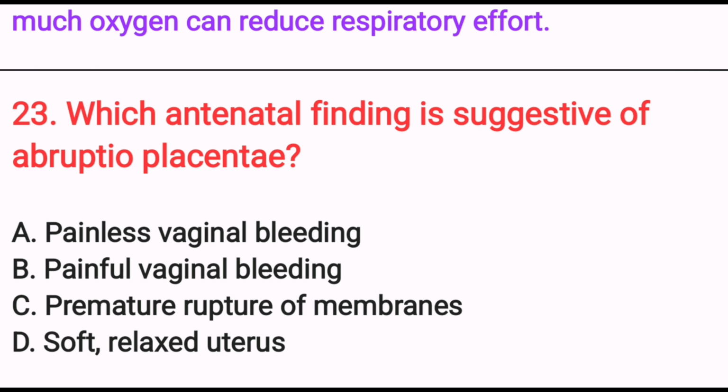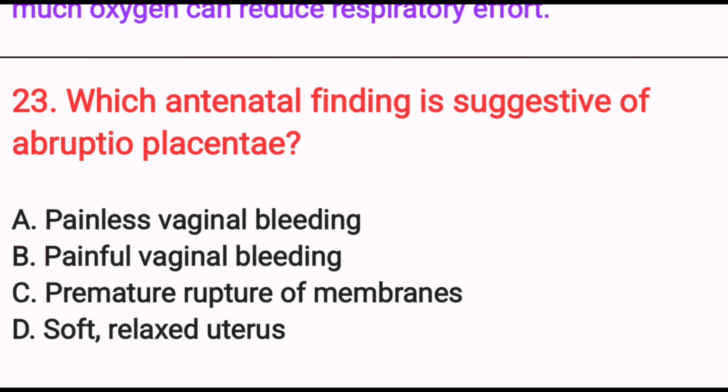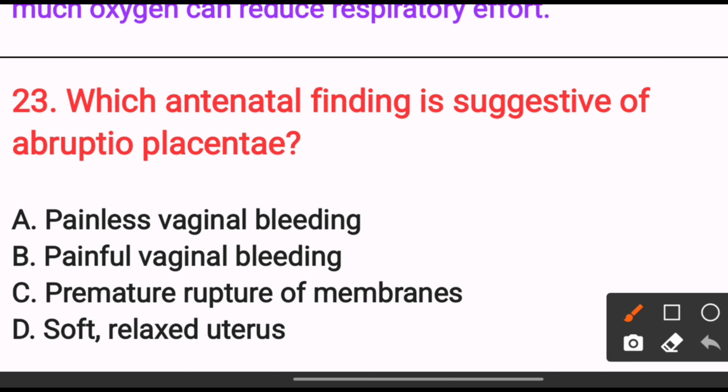Next, which antenatal finding is suggestive of abruptio placenta? Option A, painless vaginal bleeding. Option B, painful vaginal bleeding. Option C, premature rupture of membrane. Option D, soft relaxed uterus. The answer will be option B, painful vaginal bleeding.